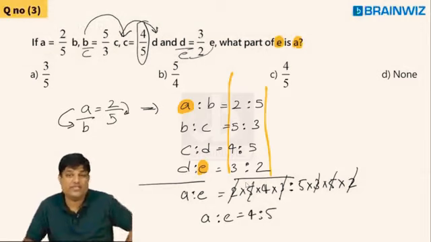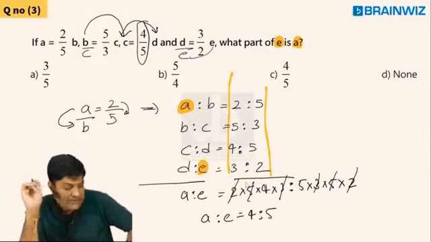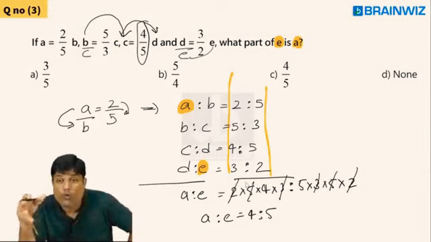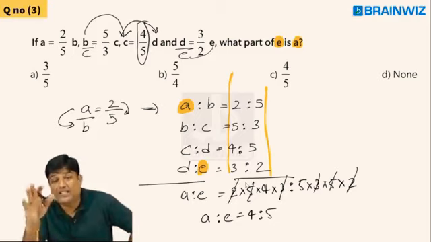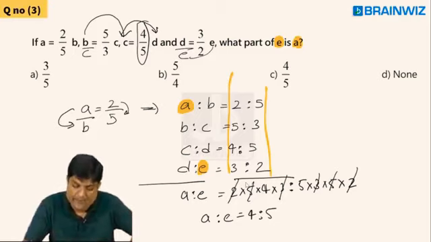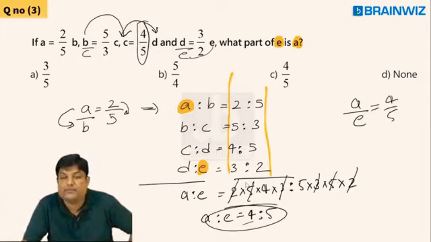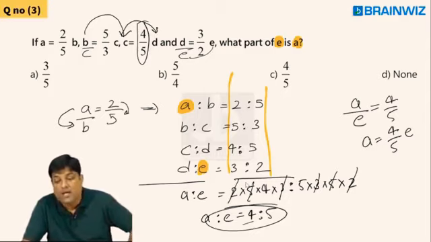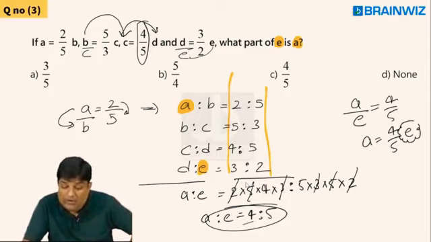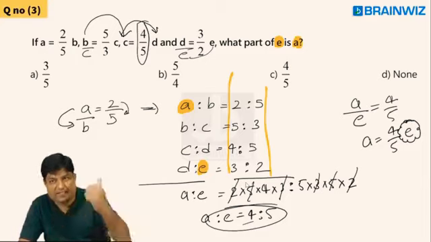Student, my question is not ratio. My question is, what fraction of England is Agra? Sir, A by E. I'm looking at this and telling A by E is 4 by 5. When E goes to the right hand side, what happens? A is equal to 4 by 5 of E. How much of England is Agra?